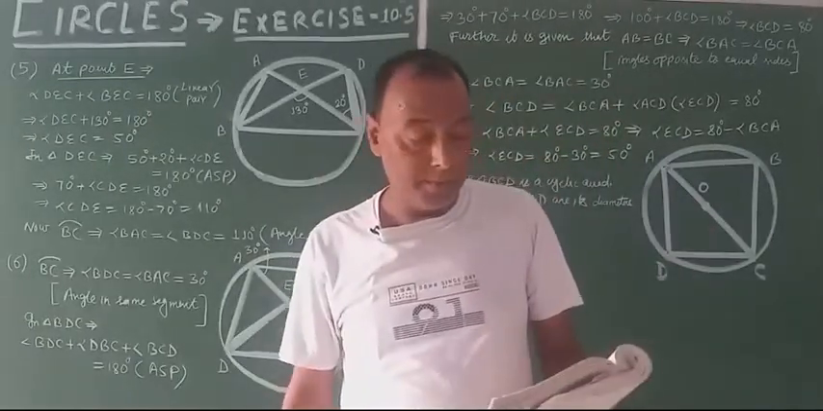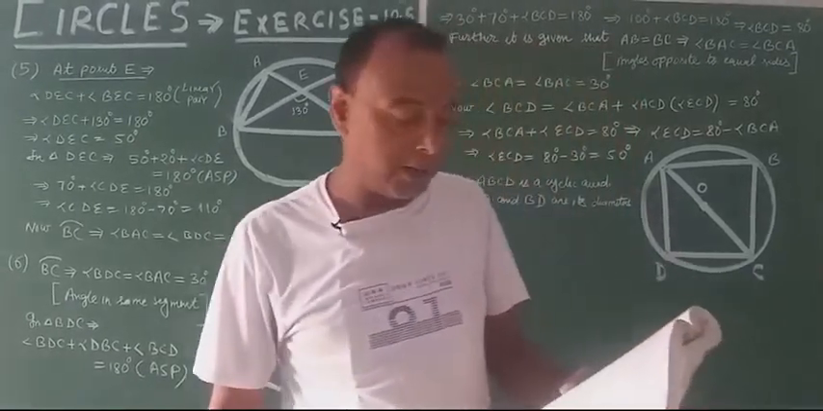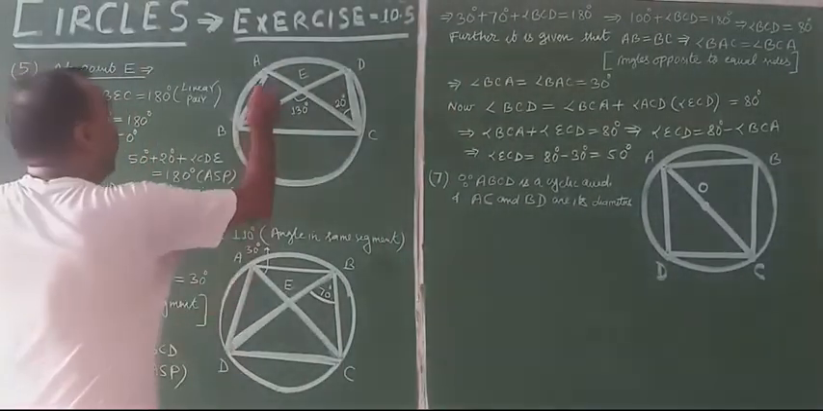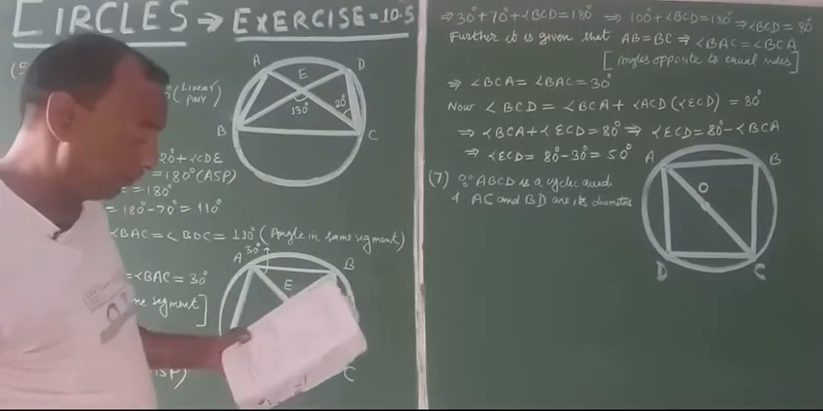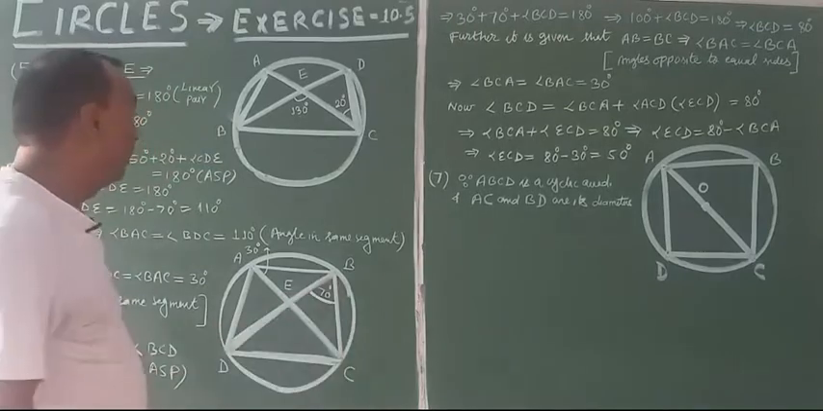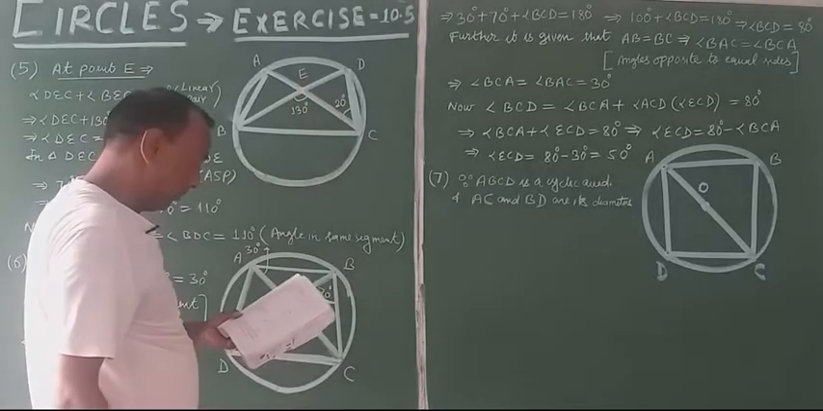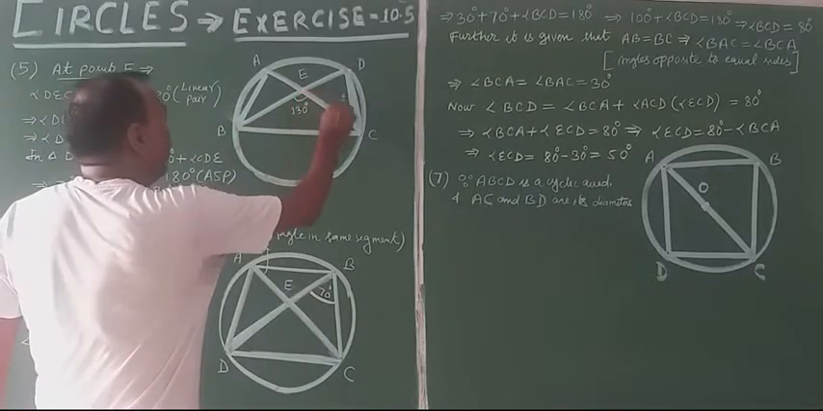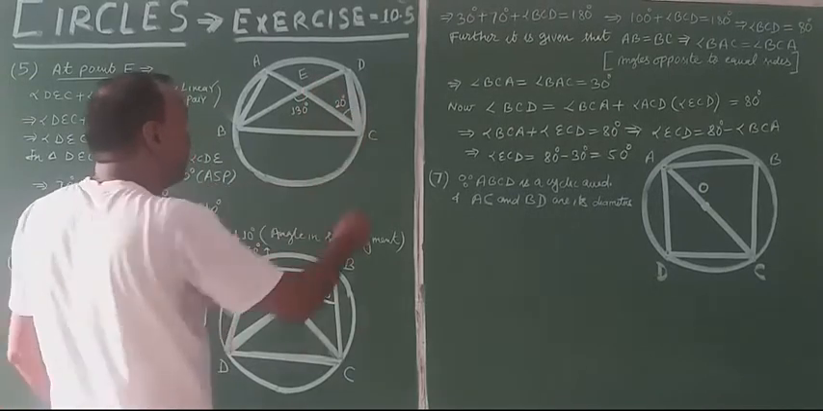This is question number 5. In the figure, A, B, C and D are 4 points on a circle. AC and BD intersect at point E, such that angle BEC is 130 degree and angle ECD is given 20 degree.